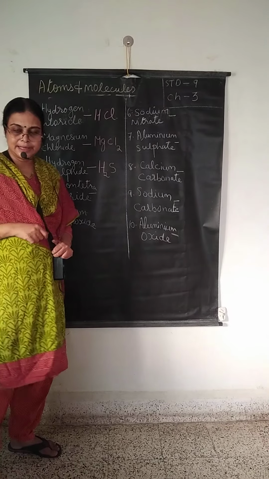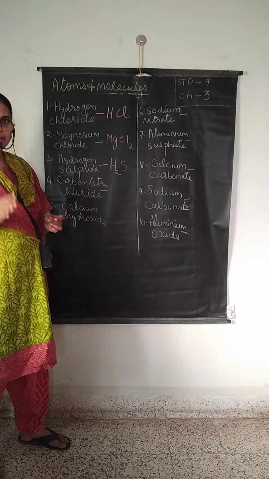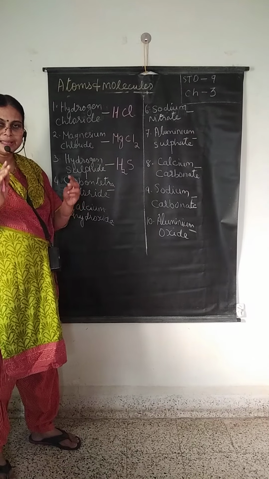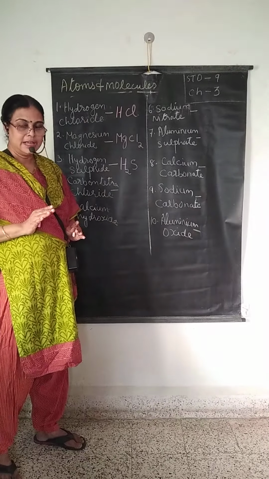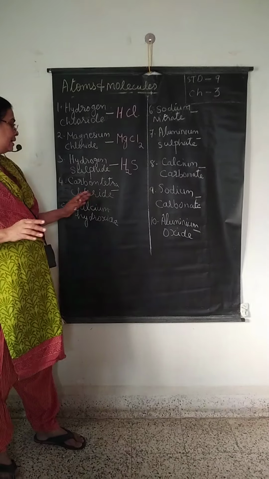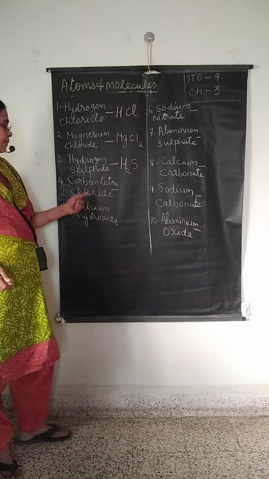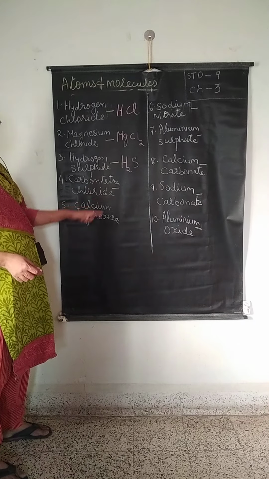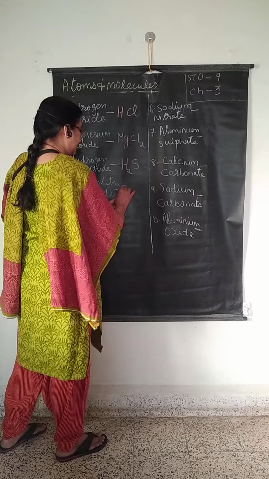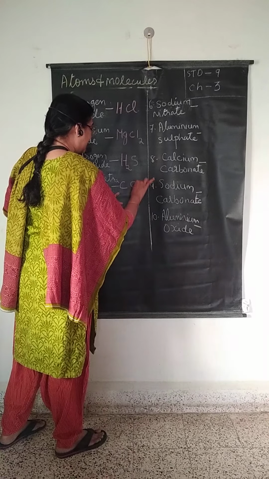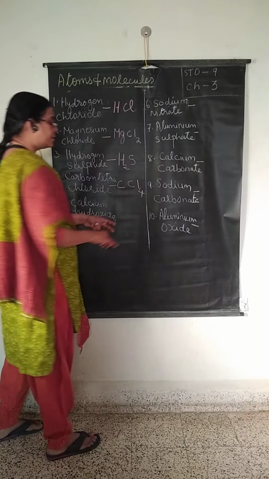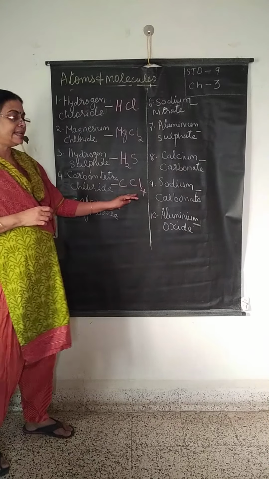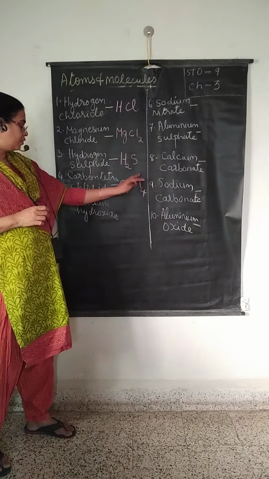Now in certain cases, if mono, di, tri comes in the compound, no need to see the valency. You have to depend upon whatever number is given. Suppose here, carbon tetrachloride, carbon is C, chlorine is Cl. Now tetra means 4. So how many chlorine? 4 chlorine. So the formula is CCl4, carbon tetrachloride.